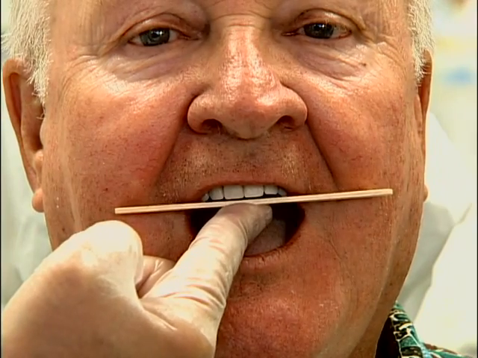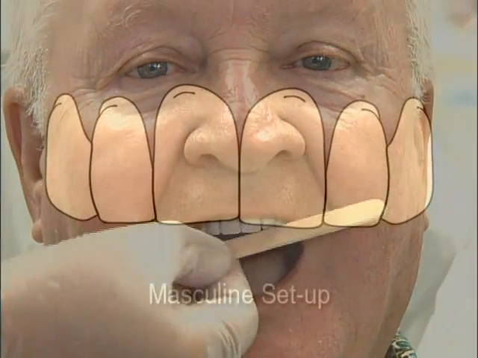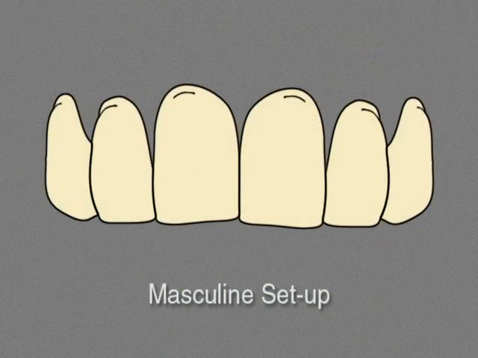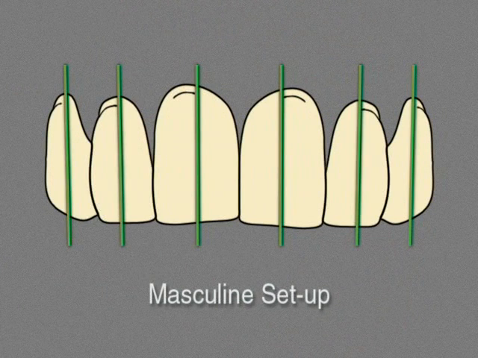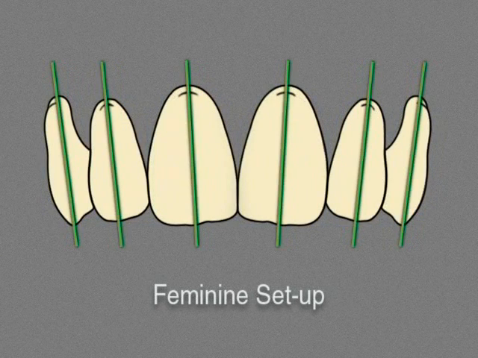That is, very broad with square incisal edges and little or no mesial inclination. So it's that simple. If a dentist wants masculine, make the teeth square and incline them only slightly to the mesial. And to enhance the perception of a female setup, you can increase the mesial inclination.